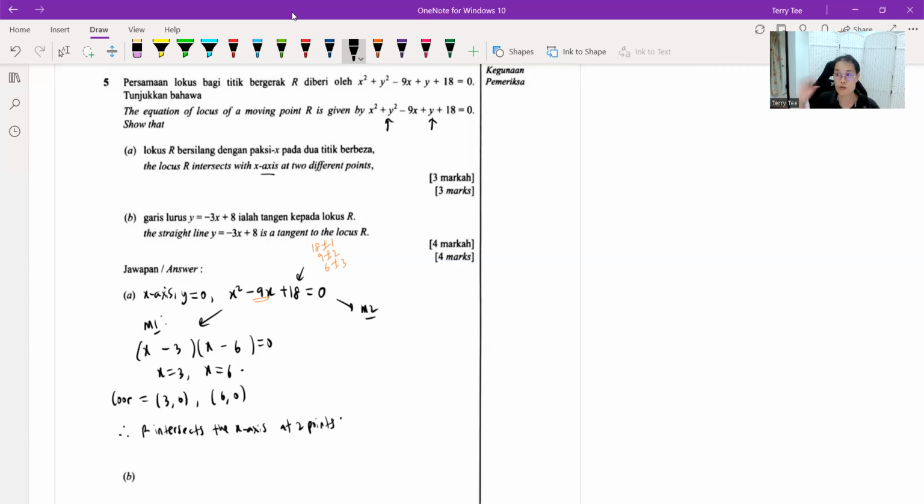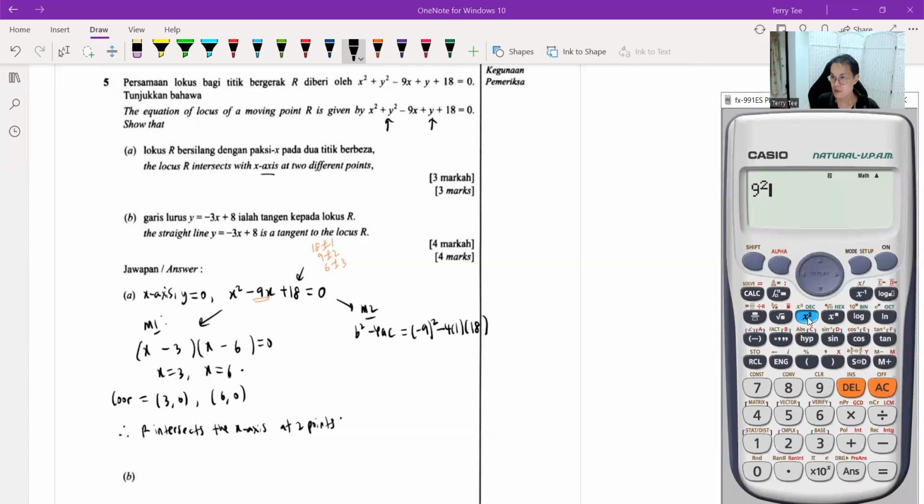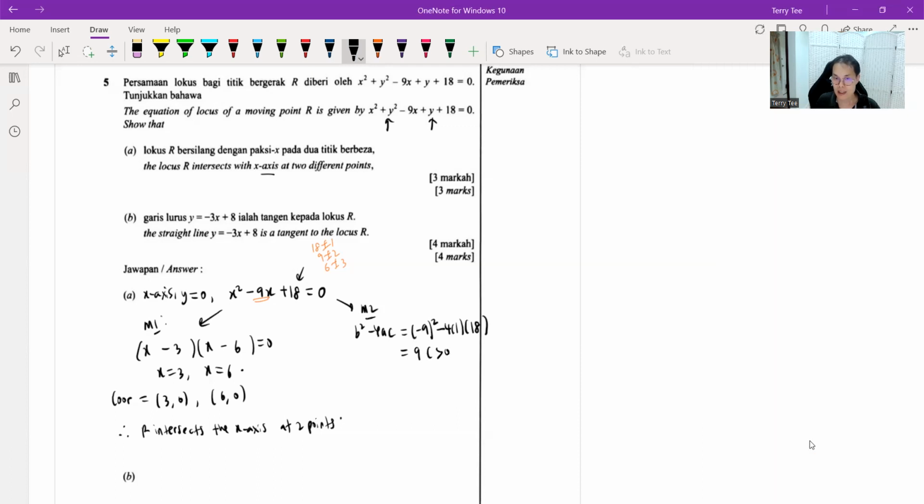But if some people don't want to solve it, well, to show that it intersects at 2 points, it must have two real roots. And in order for it to have two real roots, your b squared minus 4ac value must be more than 0. So let's take our b, negative 9, square it, minus 4, your a is 1, your c is 18. So 9 squared minus 4 times 18 gives us 9, right? Which is more than 0. Yeah, pretty easy. And we can write the same conclusion: R intersects the x-axis at 2 points.